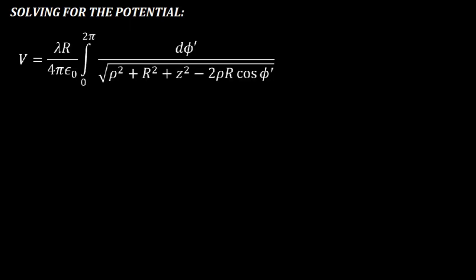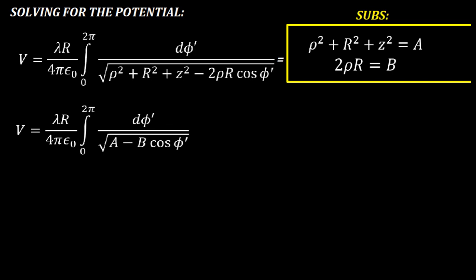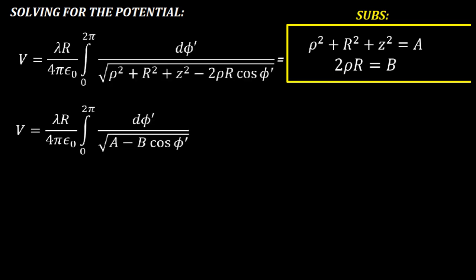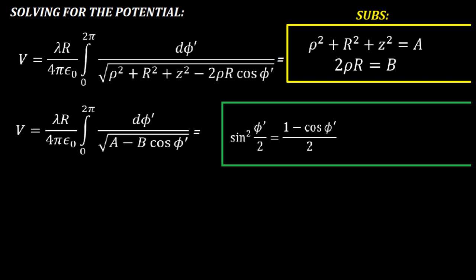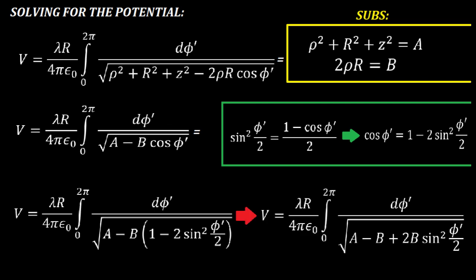Let's do a couple of simplifying substitutions first. Let rho squared plus r squared plus z squared be equal to a, and 2 rho r be equal to b. So we have a minus b cosine phi prime under the square root in the denominator. We need sine squared somewhere, and we can get it if we use the half angle formula. Sine squared of phi prime over 2 is equal to 1 minus cosine phi prime all over 2. From there, we can get that cosine phi prime is equal to 1 minus 2 sine squared of phi prime over 2. And we can plug that into the integral. Distributing b into the parentheses, we now have a minus b plus 2b sine squared of phi prime over 2.